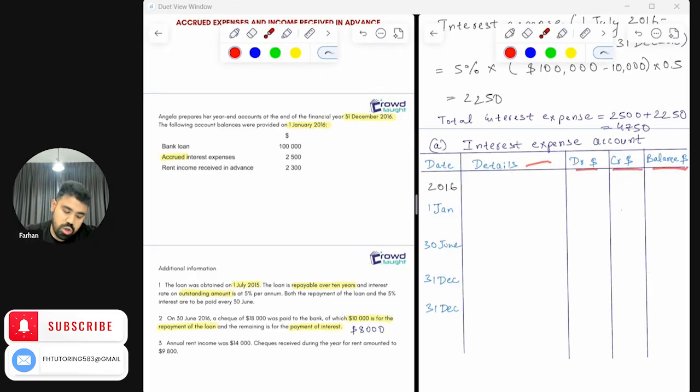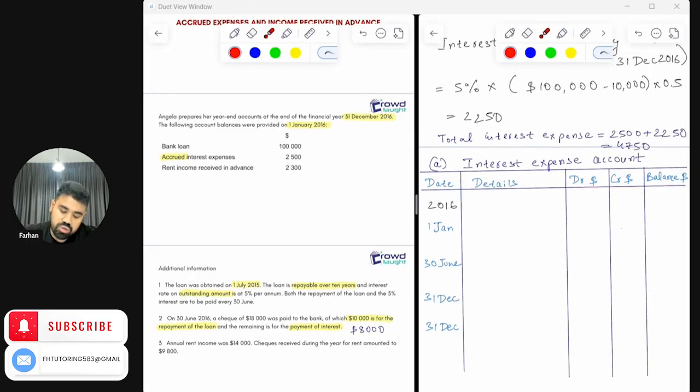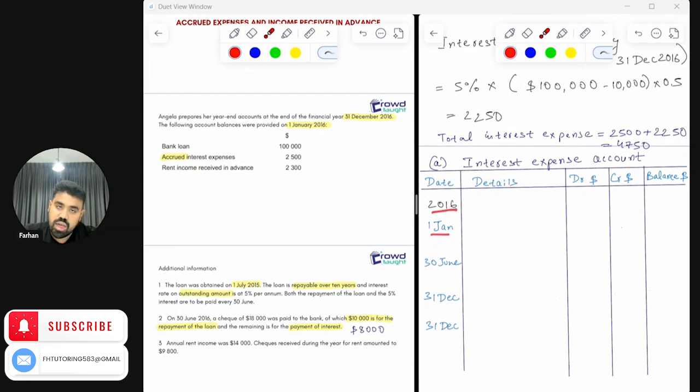Okay? So we are starting our ledger account with the transaction from 1st of January 2016, which refers to the opening balance. The opening balance that we are given on 1 Jan 2016 is for accrued interest expense, right? So accrued interest expense of $2,500. When we think of accrued interest expense, this is referring to interest expense that we have incurred in the previous financial year, but we still haven't made the payment using cash or our funds in the bank account. Therefore, this is a present obligation for us, and this falls within the definition of a current liability.